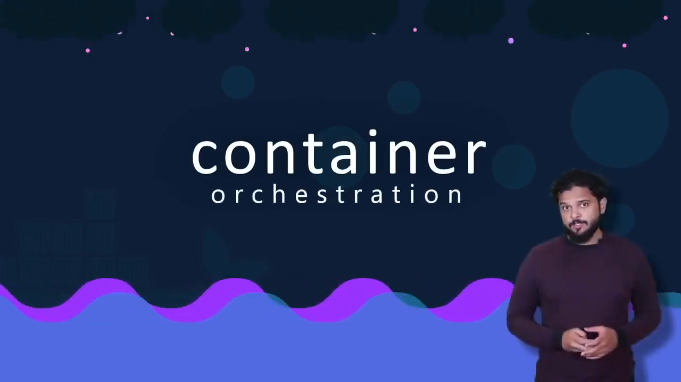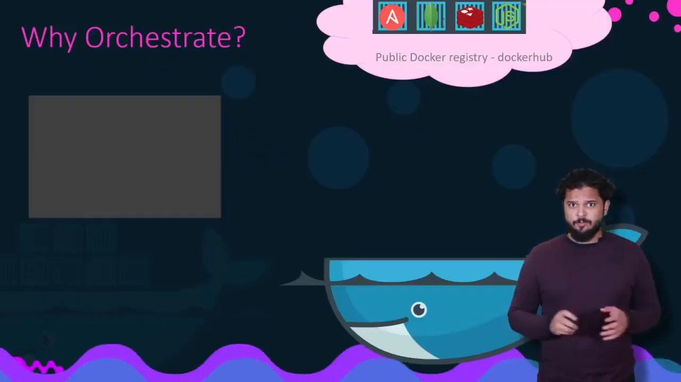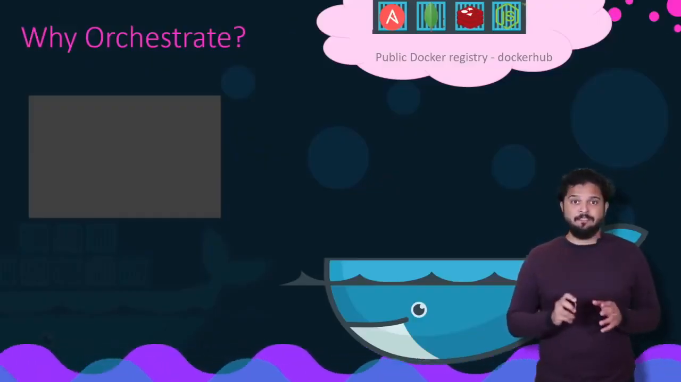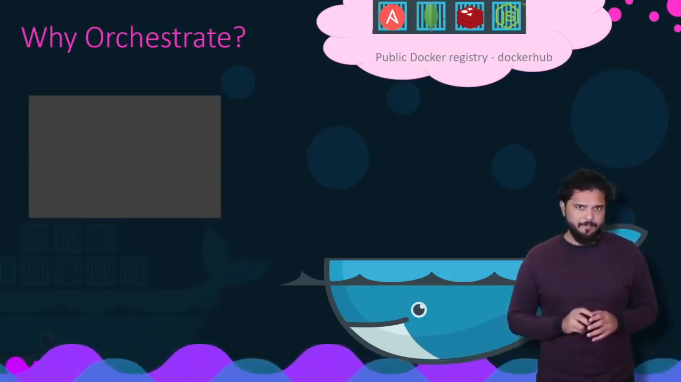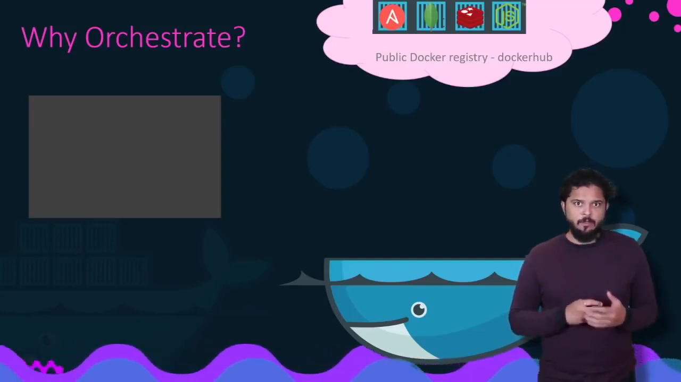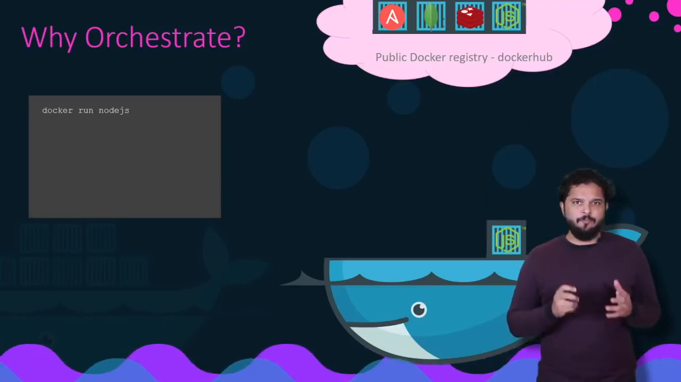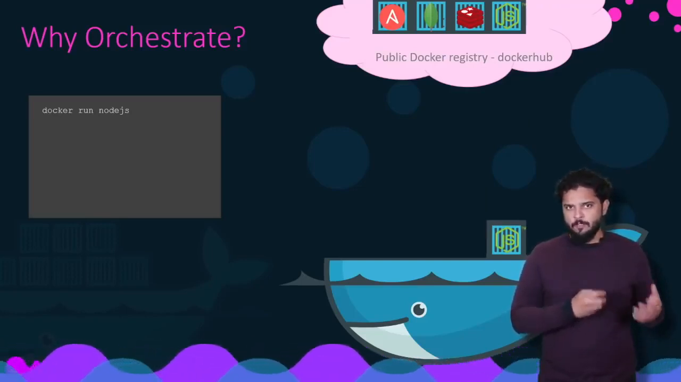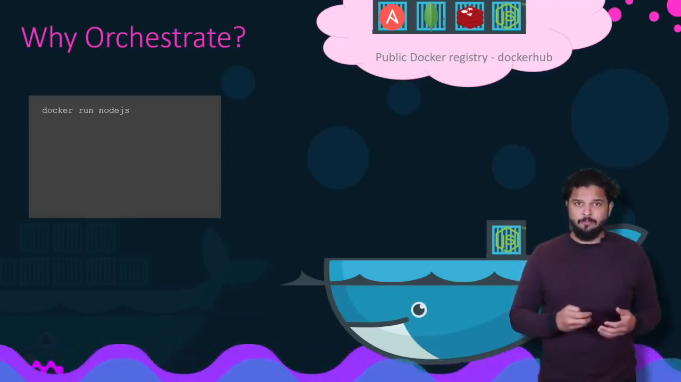We will now try to understand what container orchestration is. So far in this course, we have seen that with Docker, you can run a single instance of the application with a simple docker run command. In this case, to run a Node.js-based application, you run the docker run Node.js command. But that's just one instance of your application on one Docker host. What happens when the number of users increase and that instance is no longer able to handle the load?